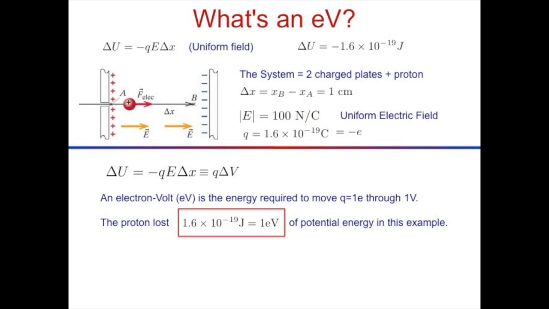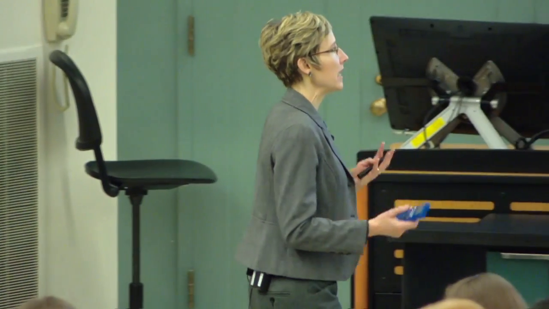It comes from this definition. We said that the change in potential energy in this uniform field case is minus q E delta x, which we then defined as q delta V. An electron volt is another way to describe this energy. So we see that change in potential energy is charge times change in voltage. So an eV, an electron volt, is just the energy required to move one proton through 1 volt. So I take either an electron or a proton and move it through 1 volt.